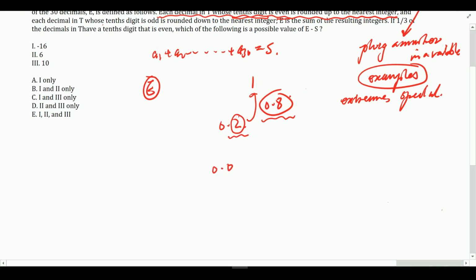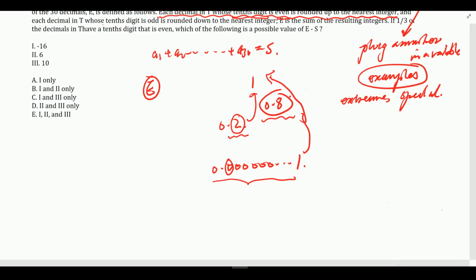The maximum you can do is, let's say, 0.0000001. This is still a decimal, not an integer. 0 is an even number, so you still round it up to 1. So you increase by 0.99999, almost equal to 1. Let's say x is the amount you increase. The maximum x is very close to 1. That's what I mean by the most extreme example.